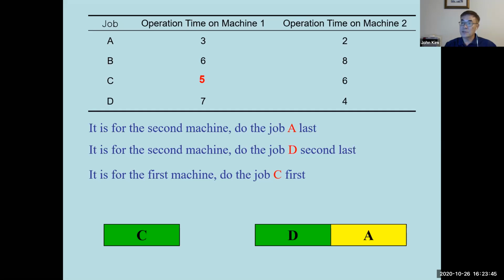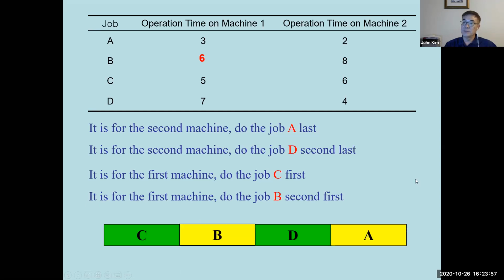And then last, job B, first machine, and then place it here. So the job order is C, B, A, D, A, based on Johnson's rule.